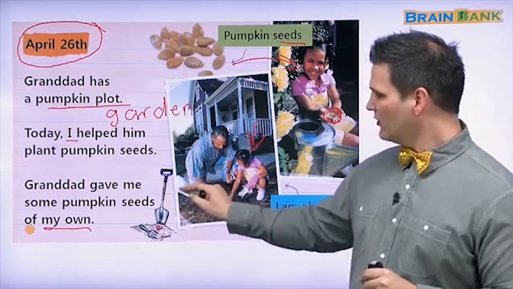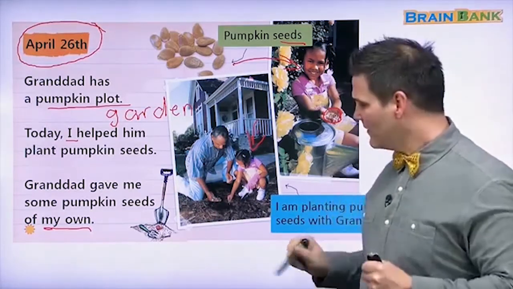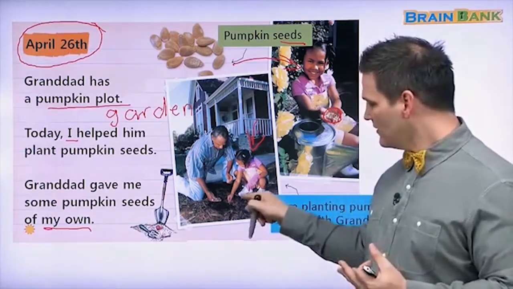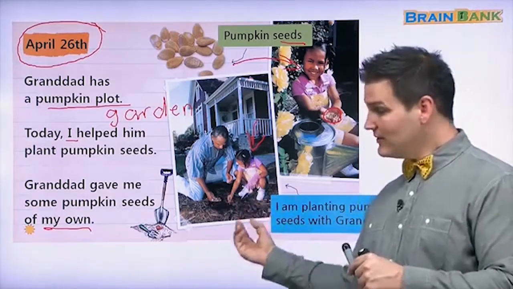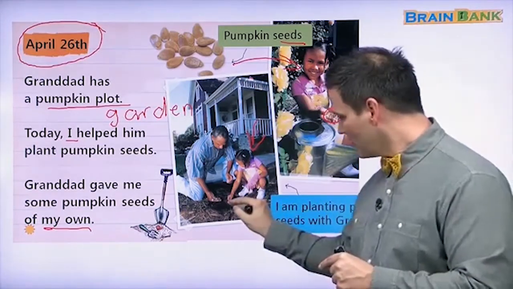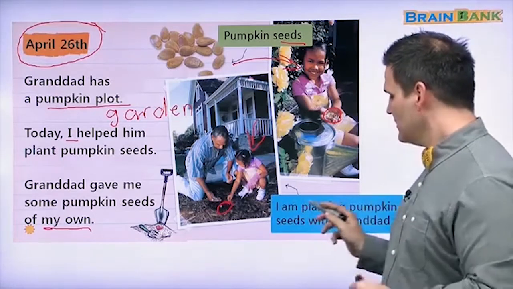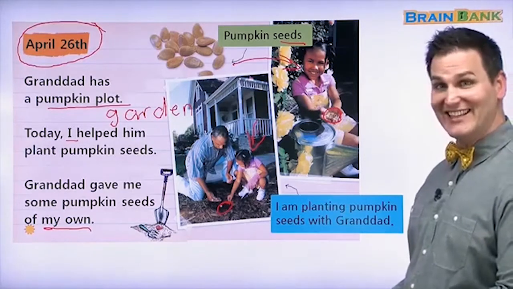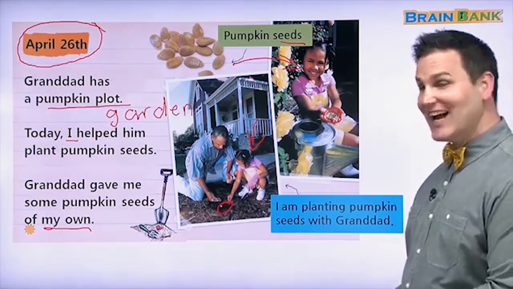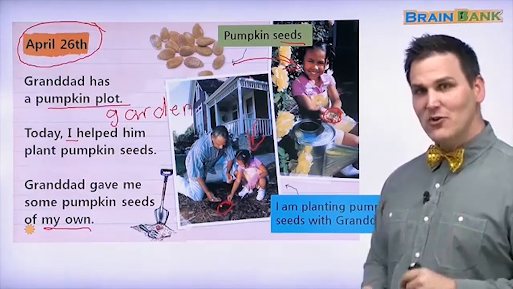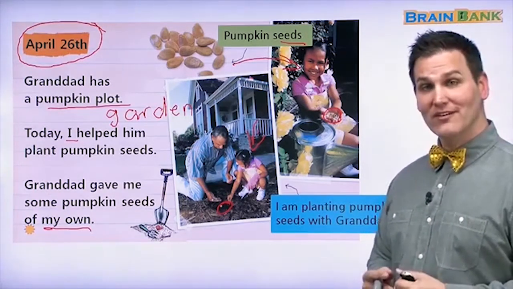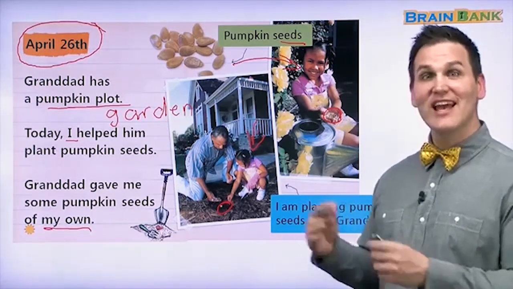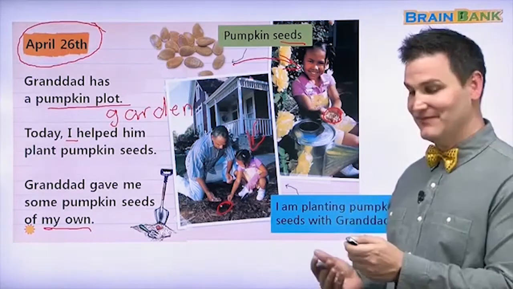Here we have a shovel used for digging, and here we have a gardening fork. And we use that to clear the land and put the seeds in the hole right here. Okay. She says, I am planting pumpkin seeds with Granddad. It's a very exciting time for her. Have you ever planted seeds before? Okay. Let's see what happens the next day or many days later. Are you ready?